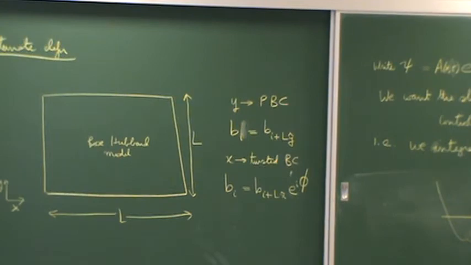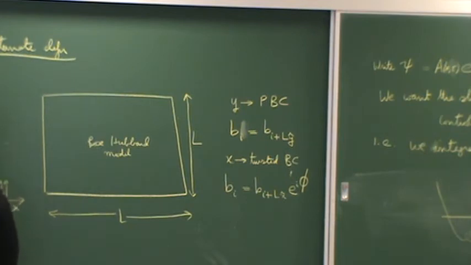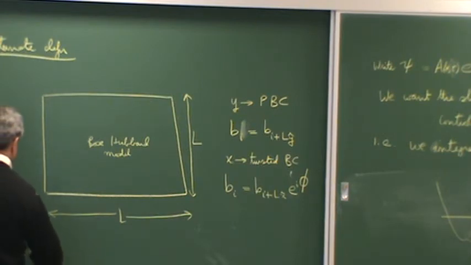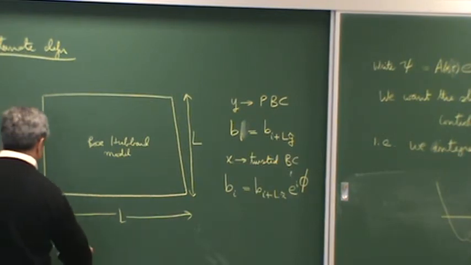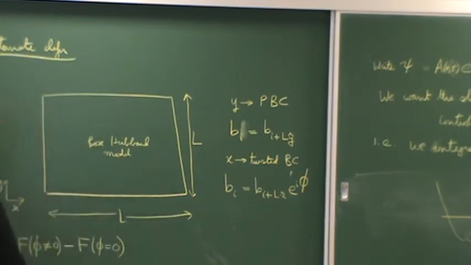Okay, so what I ask for now is the change in energy. So I'm going to call this delta F. And you can do this at finite temperatures too. So it's the free energy, the Helmholtz free energy: the free energy at phi not equal to 0, minus the free energy at phi equal to 0. So I ask you to compute this.